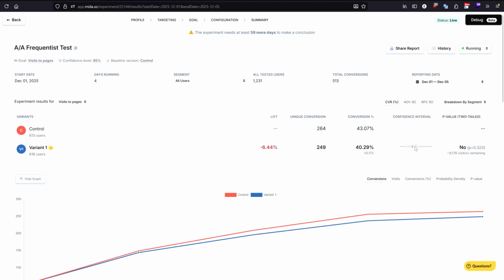The confidence interval will tell you whether the values can be positive or negative or 0. So if you're looking for the variant to perform better, they should only take positive values.